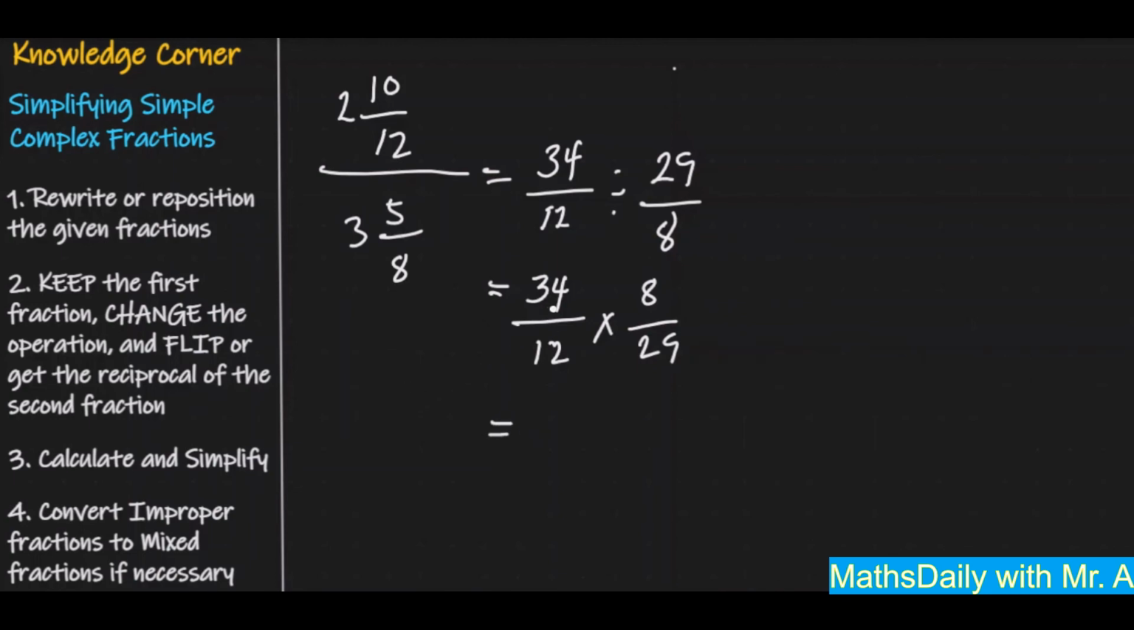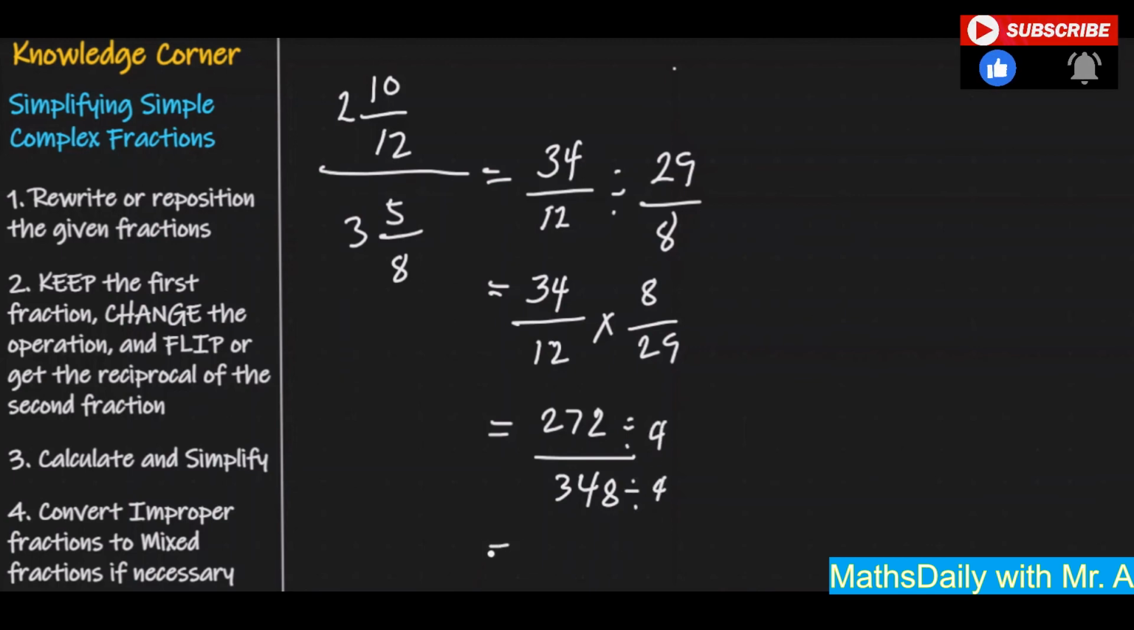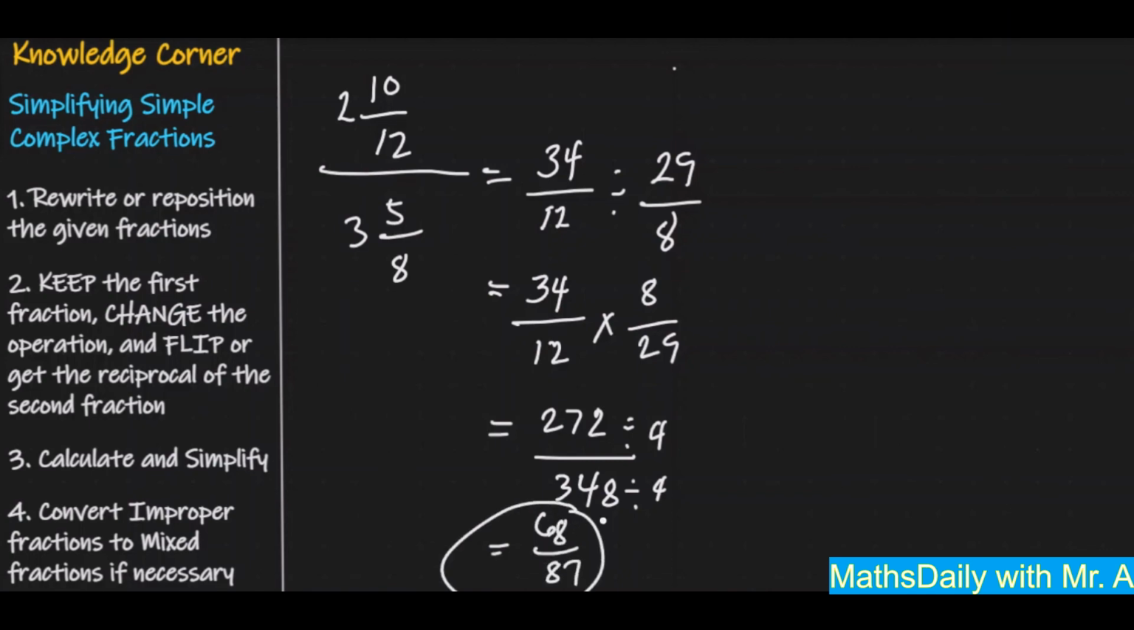Let's calculate. 34 times 8 is 272 over 12 times 29 is 348. Now we can simplify this by dividing both the numerator and the denominator by 4. This would give us 68 over 87. This is our final answer.